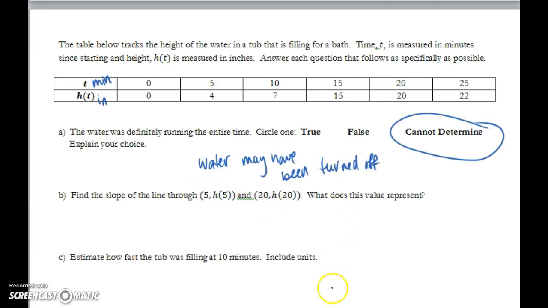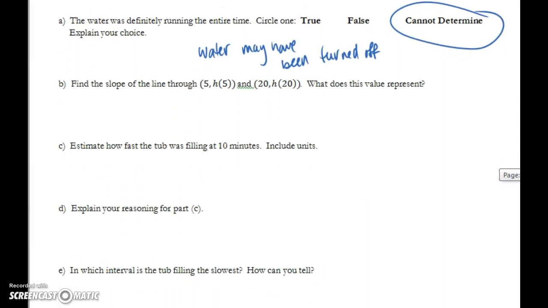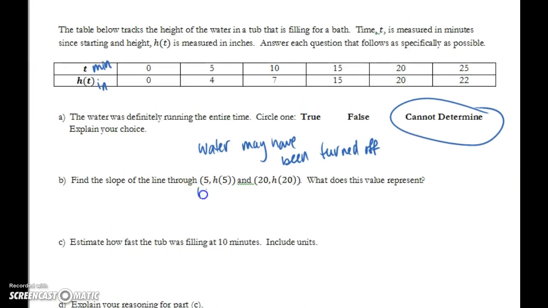Find the slope of the line for part B. So 5 comma h of 5 is 4, and 20 comma h of 20 is 20. And so slope is y2 minus y1 over x2 minus x1, which is 16 over 15, which is approximately 1.1.